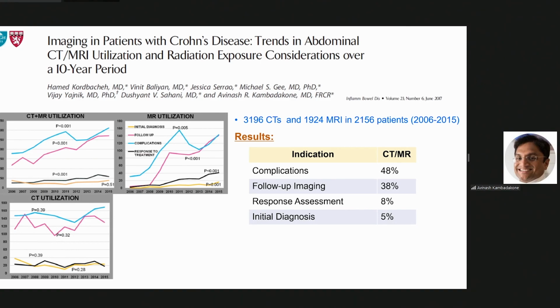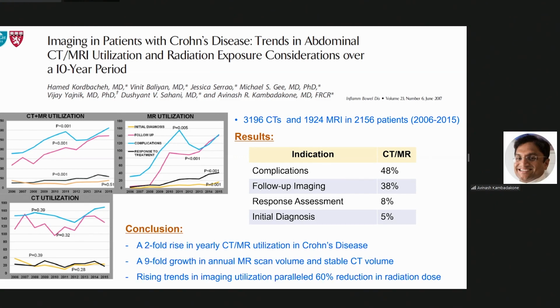What we found was that predominantly both CT and MRI were used for patients with complications or patients requiring follow-up imaging, while in 5 to 8% of patients, cross-sectional imaging, either CT or MRI, was used for initial diagnosis or response assessment. What was interesting was that over the 10-year period, there was a twofold rise in the yearly CT and MR utilization for Crohn's disease.